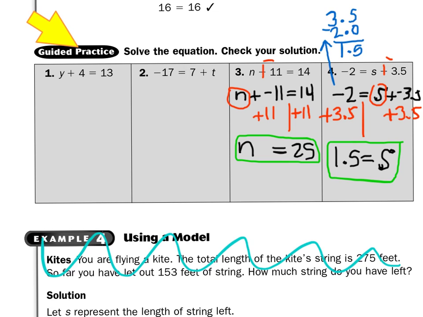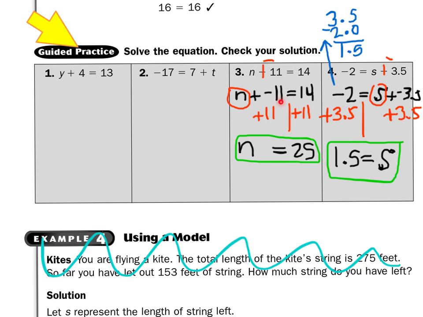Okay, so let's talk about number 3. n minus 11 equals 14. Well, right away when I see a minus sign, I add a line and change the sign. So that gave me the equation n plus negative 11 equals 14. Now grab your red pen, circle the variable, and bring your wall straight down underneath the equal sign. And remember, the trick is look at what's touching the circle.